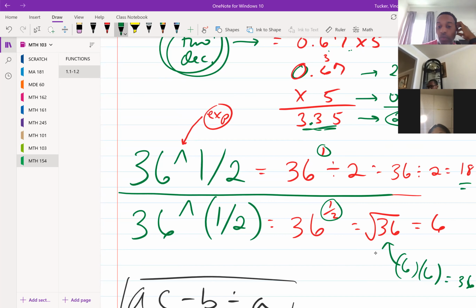Next one, 36 to the 1/2 power is the same thing as the square root. Square root of 36 is 6. And so don't forget how square root works. You're asking yourself, what times itself twice will give me 36? And that is 6. So that's why my answer is such.